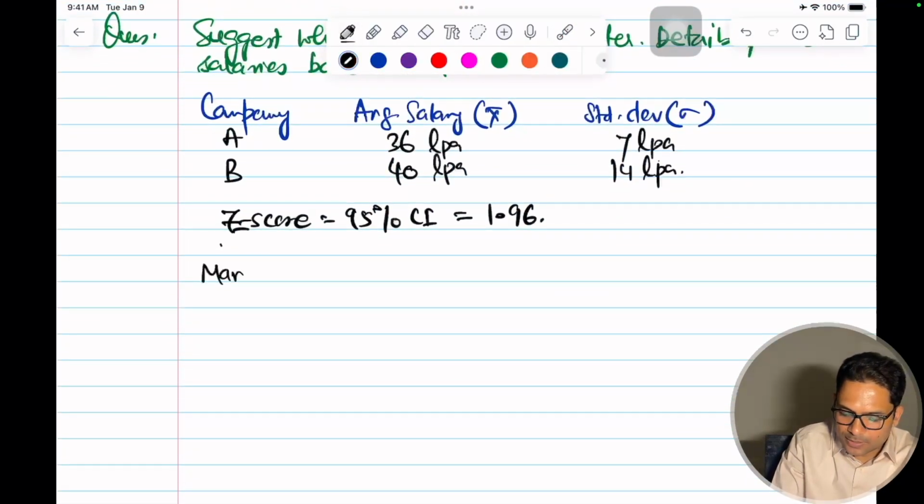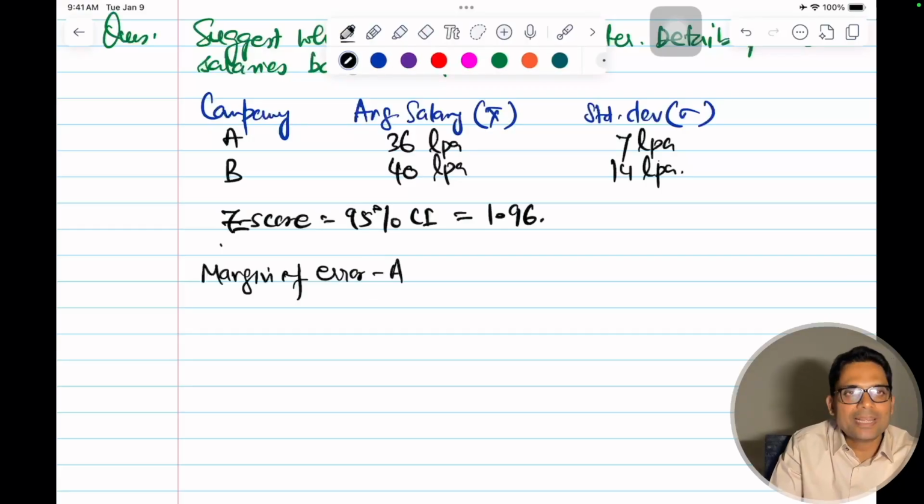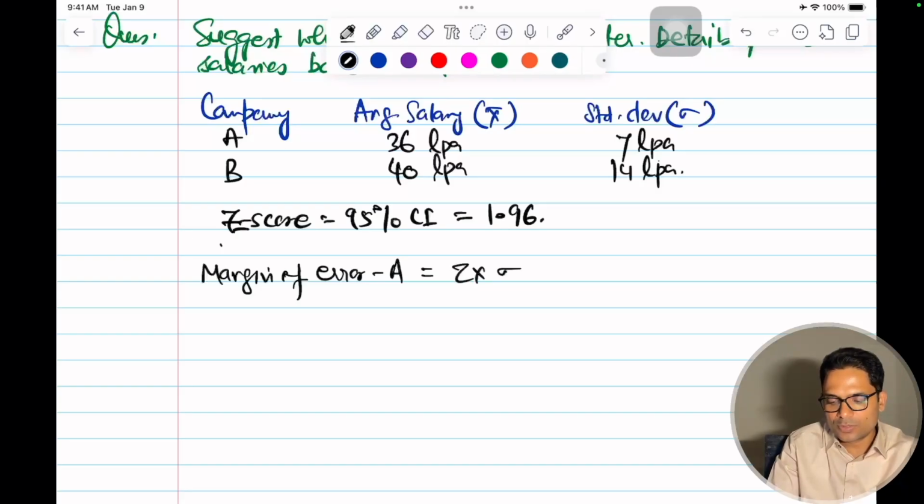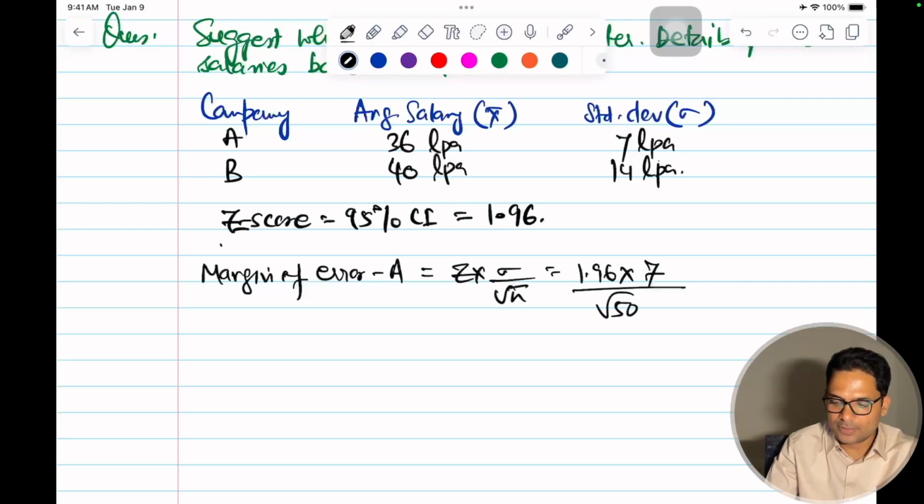So I'll say margin of error for company A will be equal to Z into sigma by root n. N is constant for both. Z is 1.96, sigma is 7 LPA, and by square root of 50, the sample size. So this will come out to be approximately 1.94.